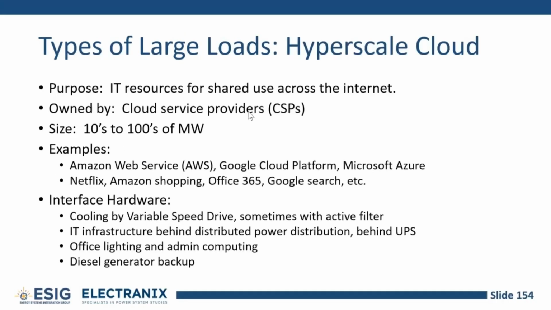The first type of load we'll call hyperscale cloud data centers. So we're talking about data centers here. These ones are essentially resources for shared use across the internet. They're not actually very new. You might find these like AWS has some of these, Google Cloud, Amazon Shopping, if you're watching Netflix or other streaming services, Office 365, Google Search. And these ones are highly reliable loads.